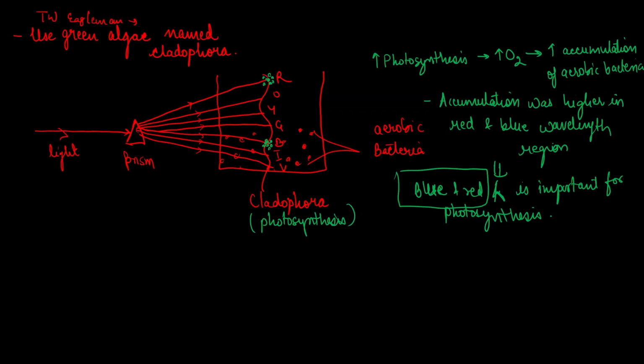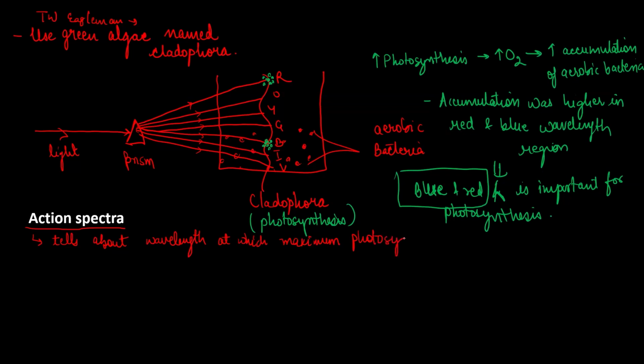Apart from this, he also described one concept in photosynthesis known as the action spectrum. So what is the action spectrum? The action spectrum tells about the wavelength at which maximum photosynthesis takes place. Okay, so these two experiments are connected, right?